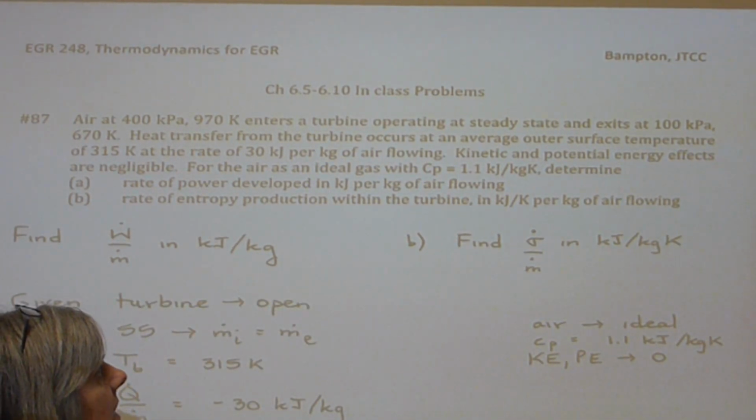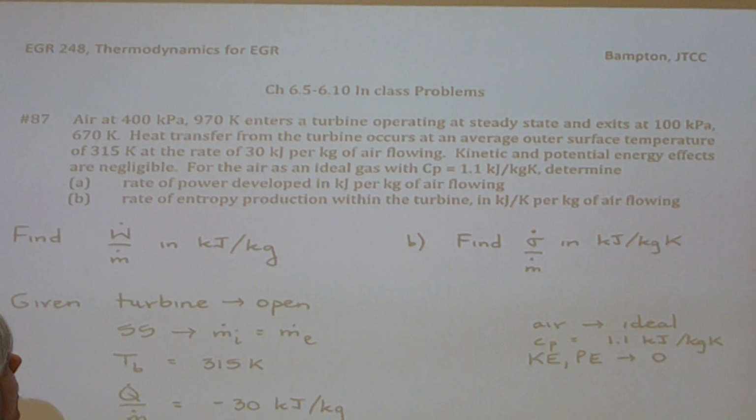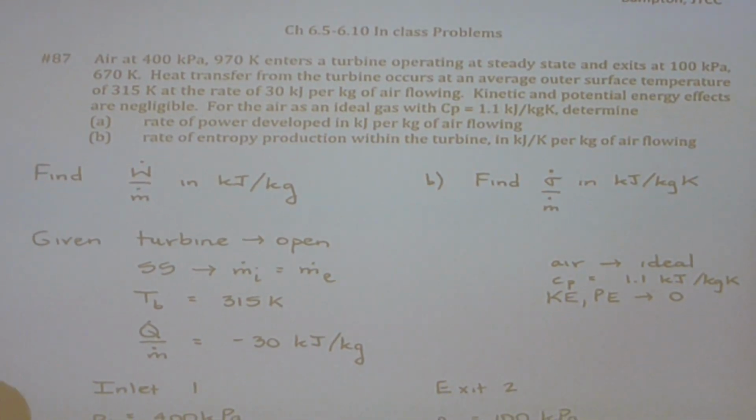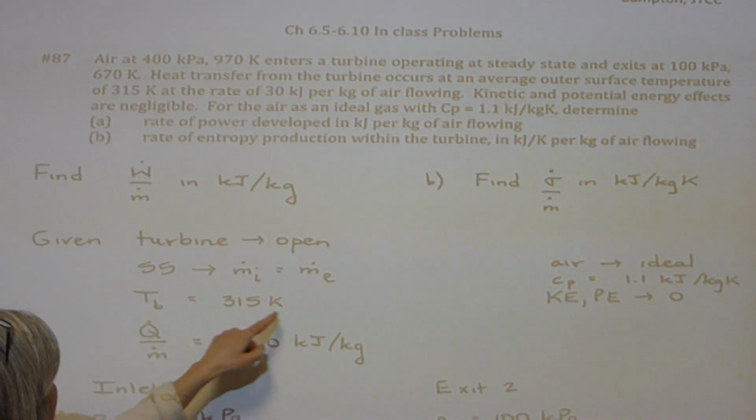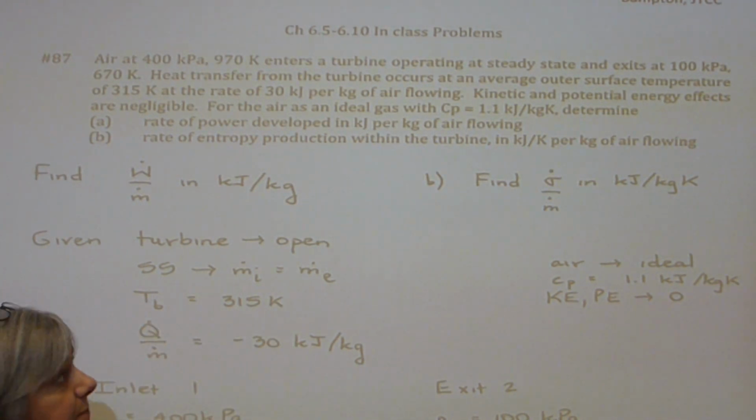That'd be awesome. Okay, so to start with here, we're looking at air that's entering a turbine. So automatically, we know we're an open system because it's a turbine. Steady state, which means that we know that the inlet and exit mass flow rates are the same. We've got some information about inlet and exit, which I've listed down here, our pressures and temperatures at the inlet and exits. And we know that we have an average boundary temperature of 315.